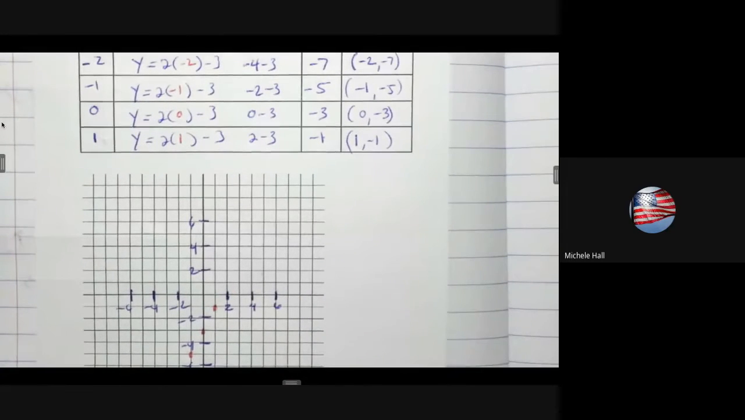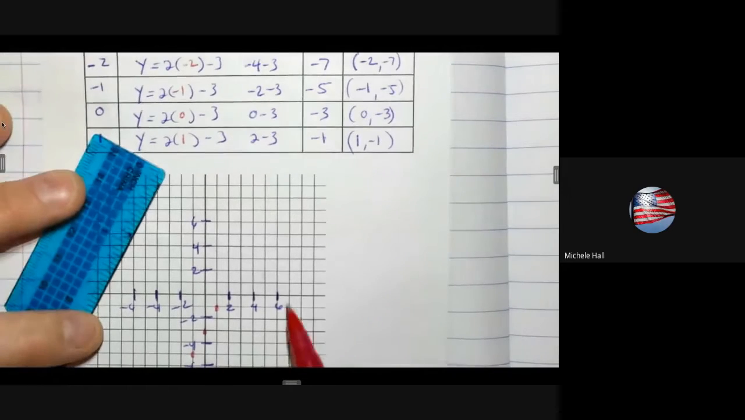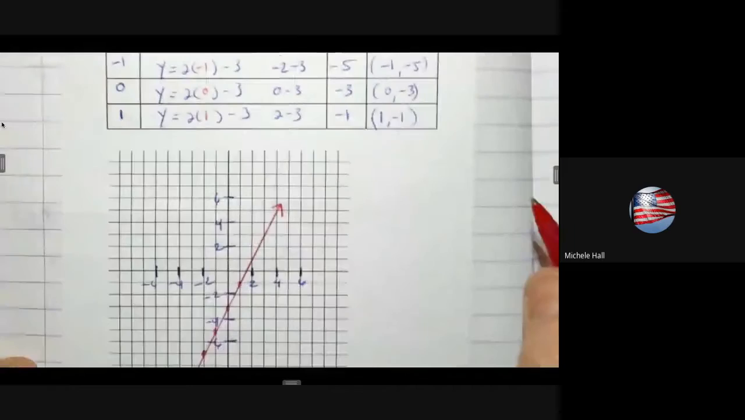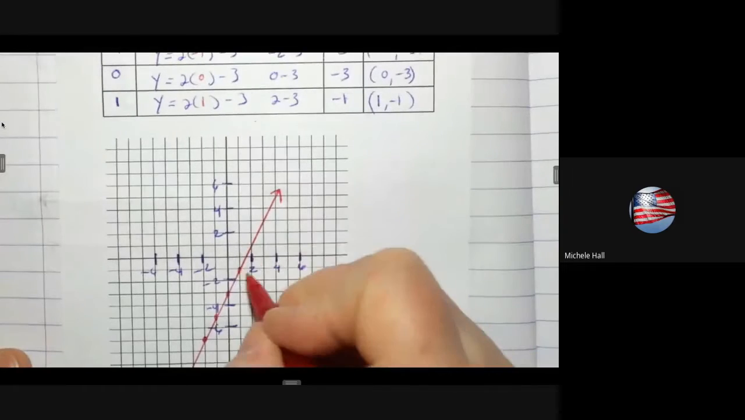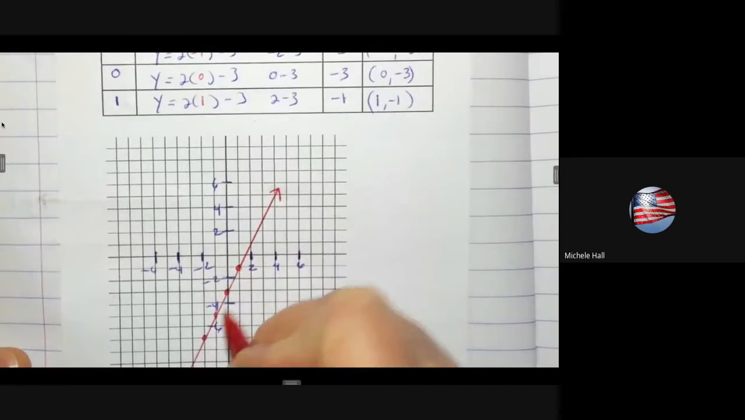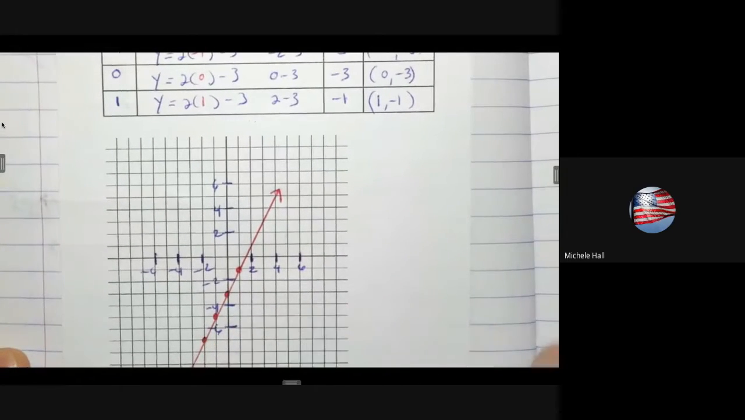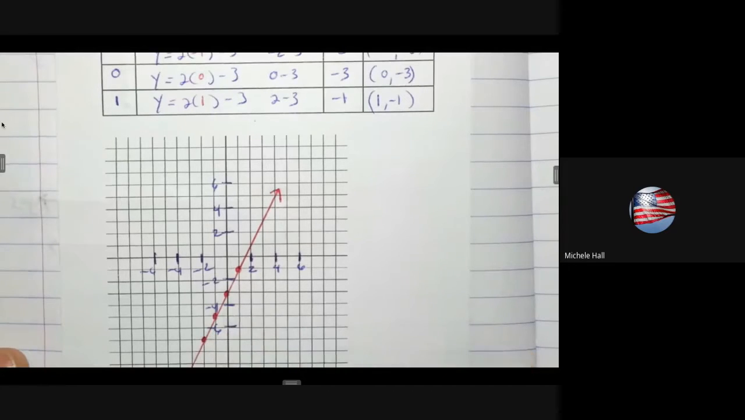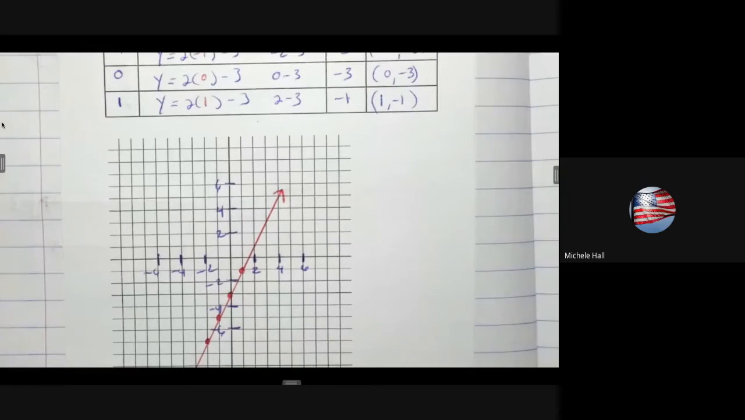This time I am going to connect the dots and make a line. It didn't say for a specific domain, it just said graph the equation. The line extends past these coordinates that I found, these ordered pairs. I'm not just going to stop my line at those points. It goes to infinity on both ends.